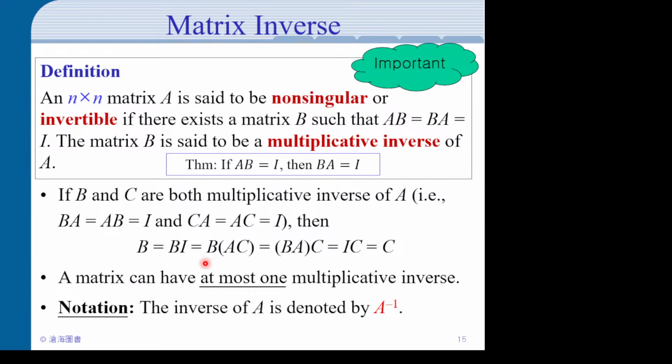Then B should be equal to B times the identity, because that's how the identity is defined: the identity times everything on every side is unchanged. Then we know the identity equals AC, because AC equals the identity. And multiplication is associative, so B times (AC) equals (BA) times C. But we know BA is also the identity, so this is the identity times C, which equals C. So we know B equals C. This is a little dumb, but this is how you prove that if there is something that's an inverse of A, and another thing that's an inverse of A, then they must be equal to each other. That means this inverse of A is unique.